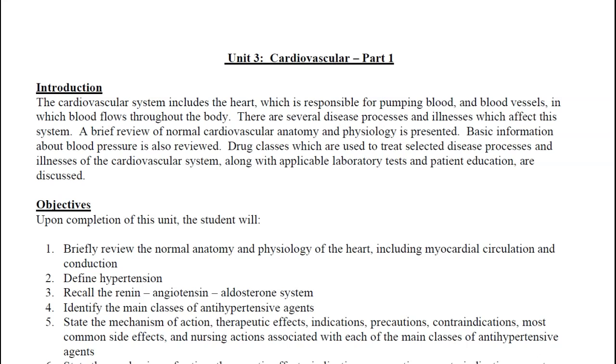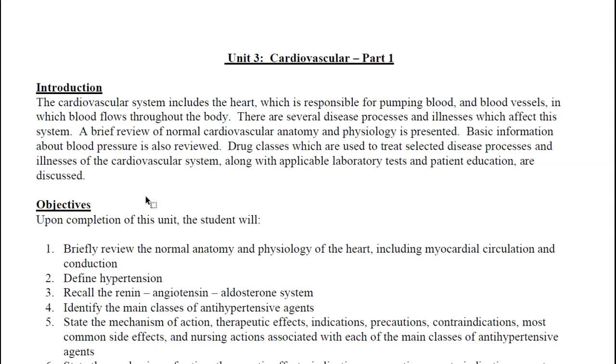Unit 3, Cardiovascular Part 1. The cardiovascular system includes the heart, which is responsible for pumping blood, and blood vessels, in which blood flows throughout the body. There are several disease processes and illnesses which affect the system. A brief review of normal cardiovascular anatomy and physiology is presented.